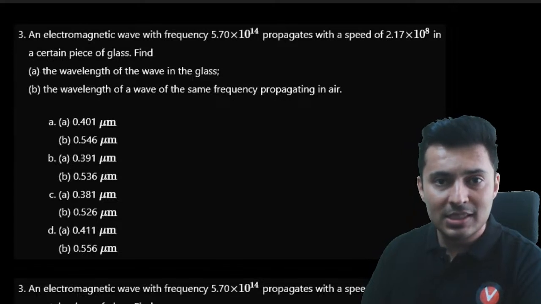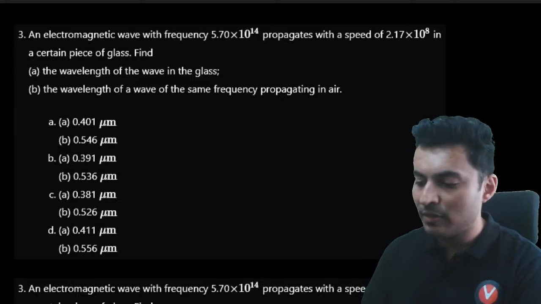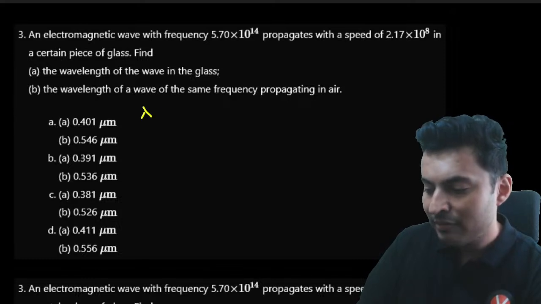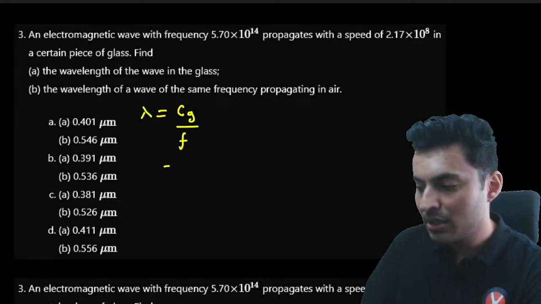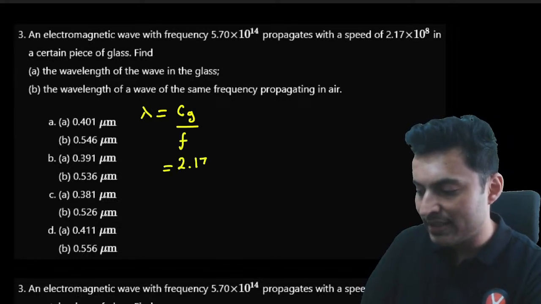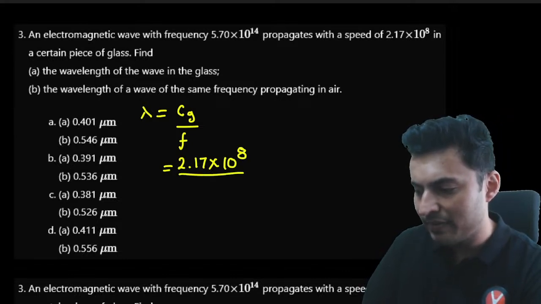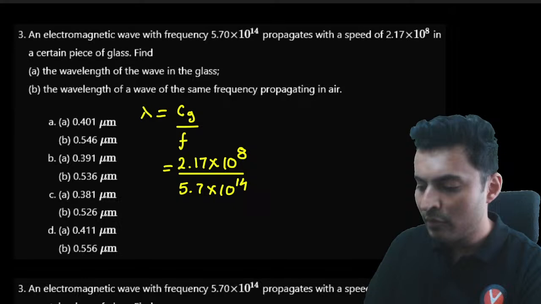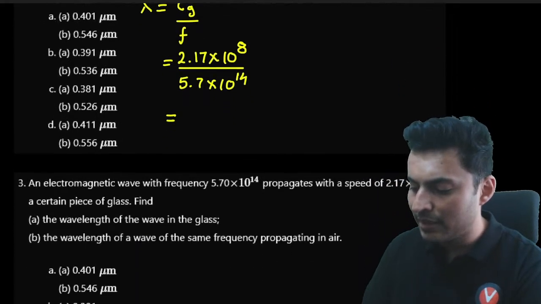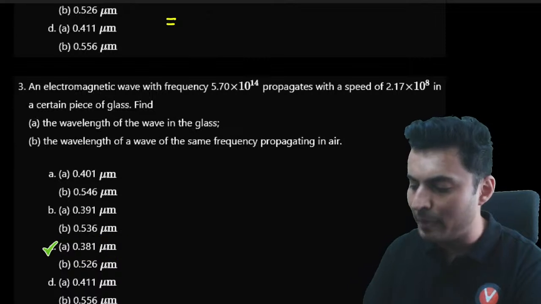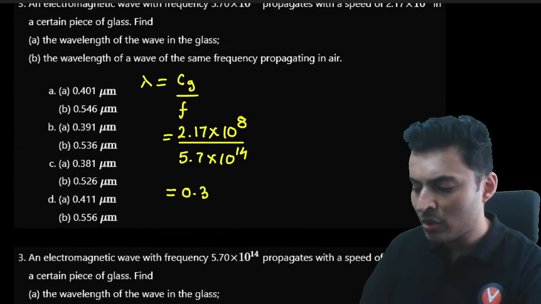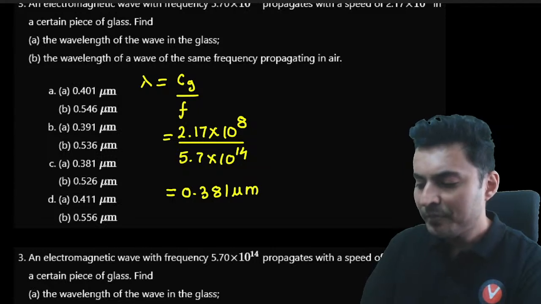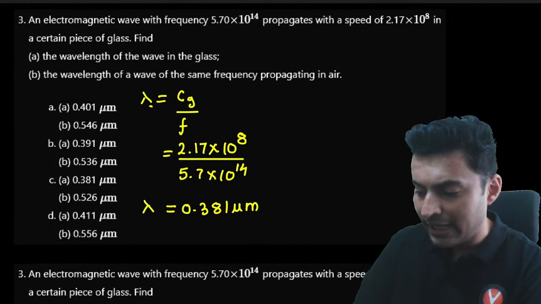Electromagnetic wave frequency is given, speed is also given. In a certain piece of glass, the wavelength is nothing but the speed of light in the glass divided by the frequency. Speed of light in the glass is 2.17 times 10 to the power 8, slightly less because glass has some refractive index. The whole thing is divided by the frequency, which is 5.7 times 10 to the power 14. From this, you will get the wavelength. The wavelength comes out as 0.381 micrometer.